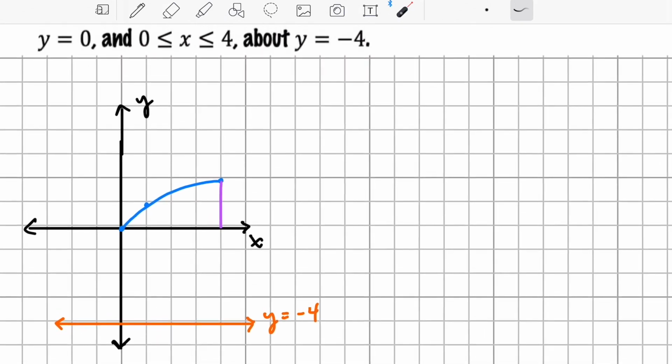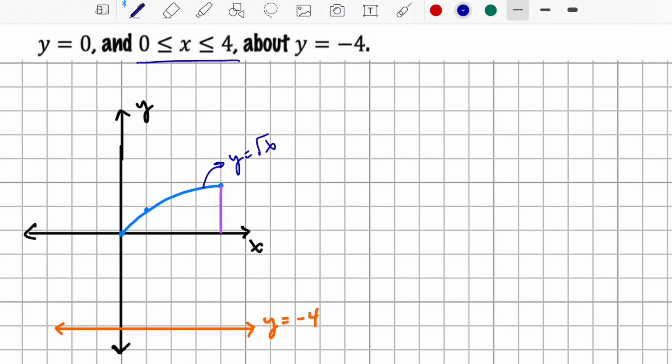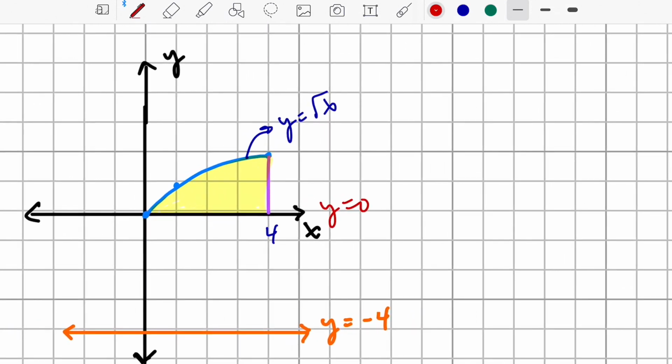So we should know the basic graph of square root of x, which is this one, y equals square root of x, and then we have a restriction from 0 to 4. So from 0 all the way to 4, that's where we stop. So let me shade the region. Here's the region. Remember that the x-axis, that's going to be our y equals 0.